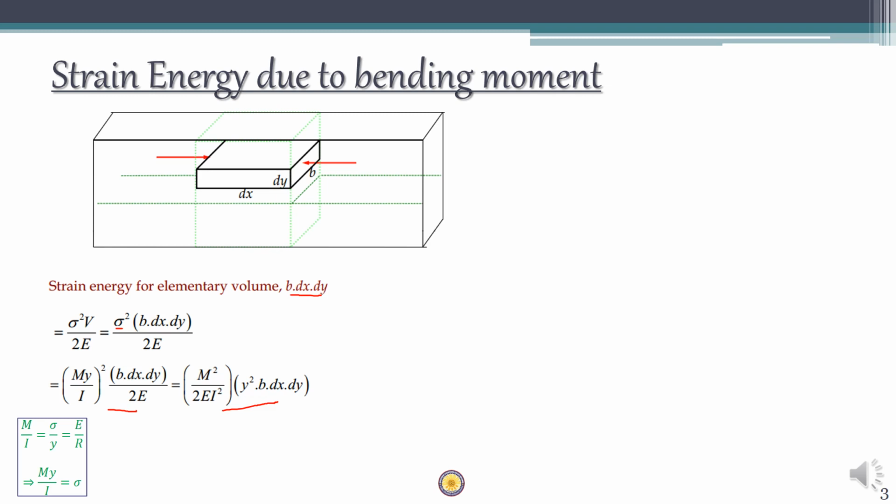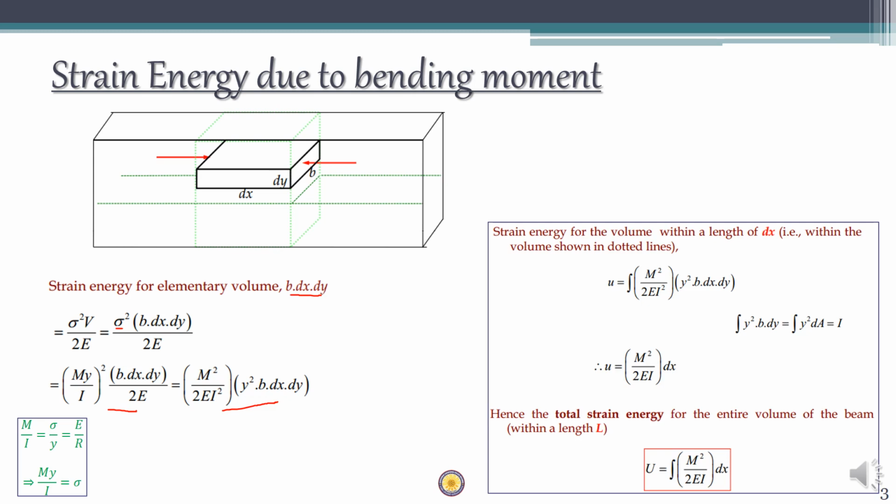Now if you want to calculate the strain energy for this bigger cuboid, which is shown in the green dotted line, what you have to do is integrate along the y direction, right? So if you integrate this expression along the y direction, integral 0 to D, you will get the strain energy for this entire big cuboid, which is shown in this dotted green line, right?